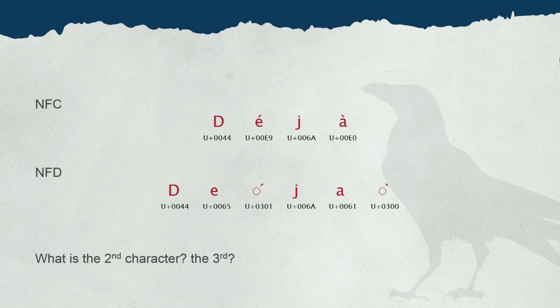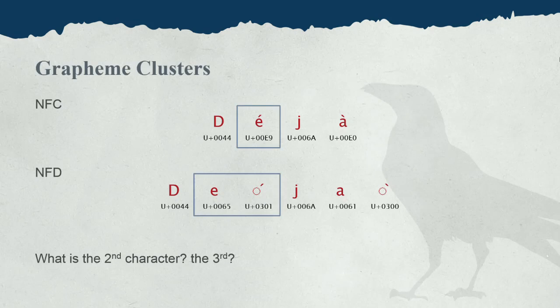So we have another concept in Unicode which is called grapheme cluster. A grapheme cluster is a cluster of code points that logically, for humans, are one single character. So this E with accent and this E with the accent as another character are the same grapheme cluster, one single grapheme cluster in this string. Okay?